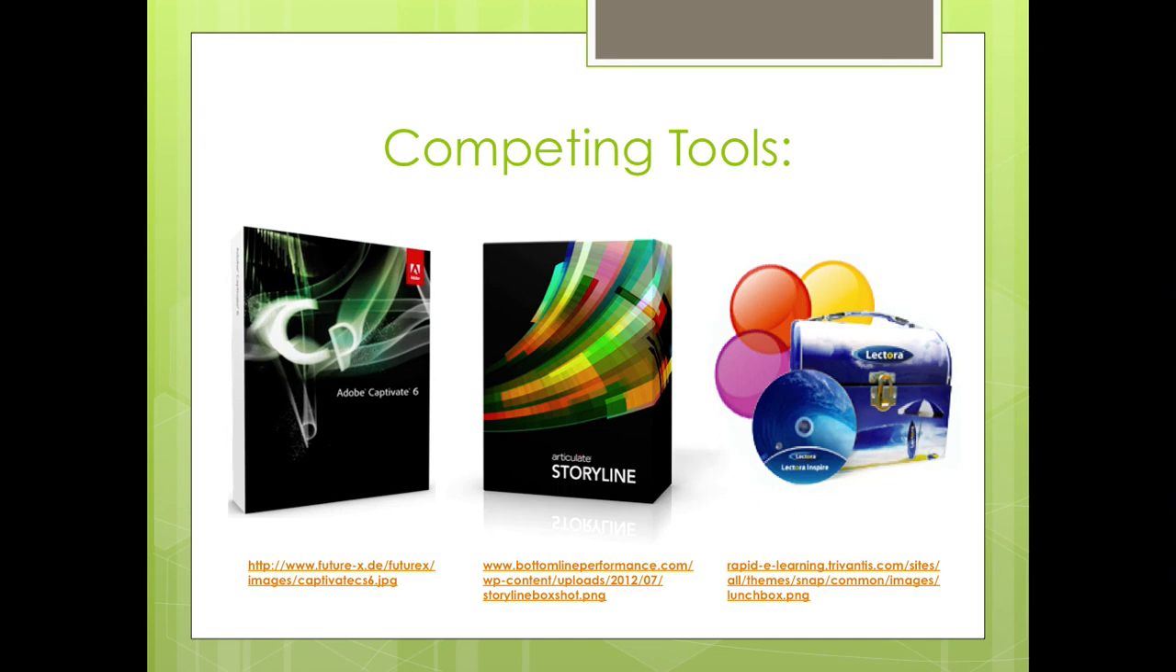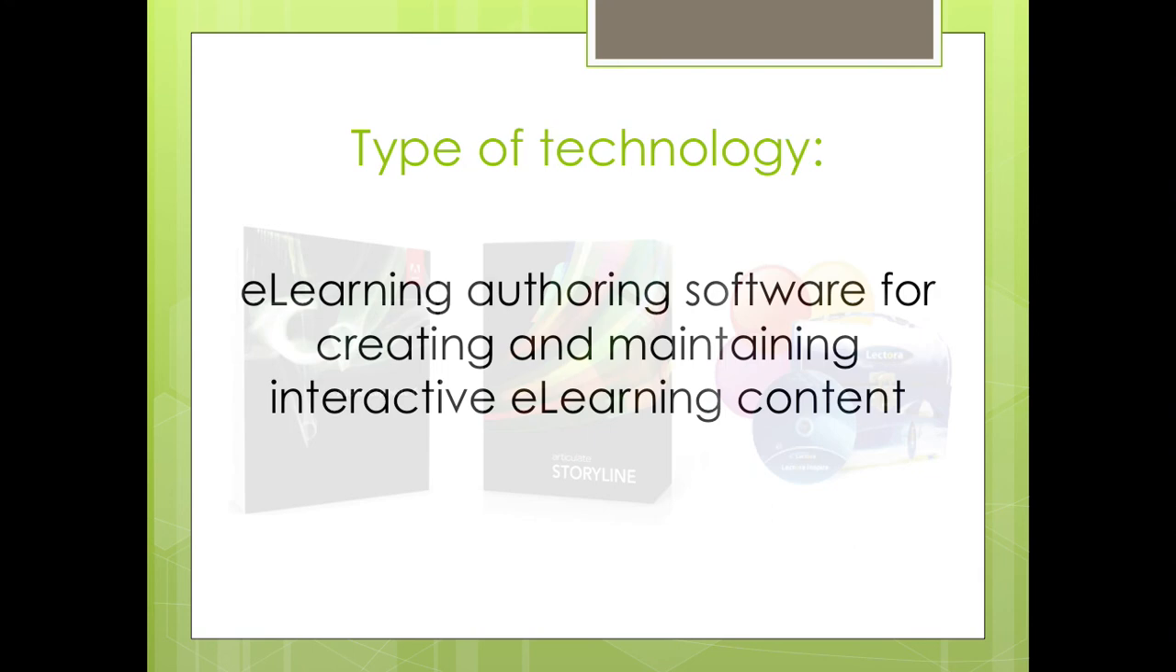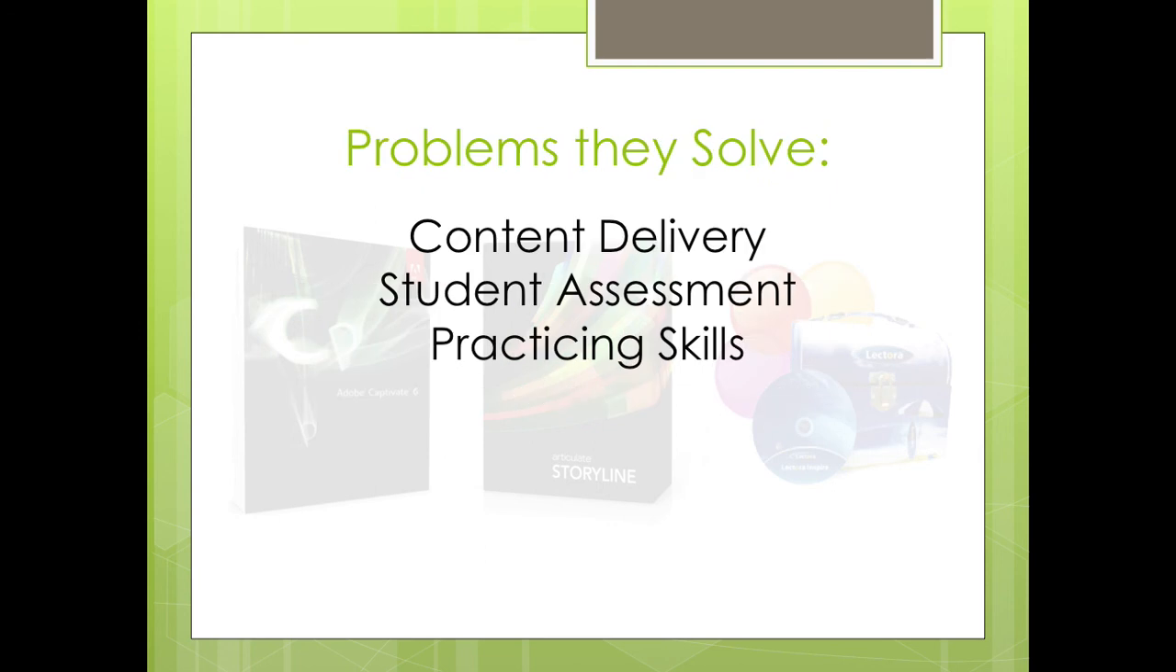So the three softwares that I'll be looking at are Adobe Captivate 6, Articulate Storyline, and Lectora Inspire. The three of these tools are advertised as e-learning authoring software for rapidly creating and maintaining interactive e-learning content. So basically, it allows for a risk-free, ethical, and engaging format to deliver content in a variety of ways. It can also assess student understanding and practice skills with this software.